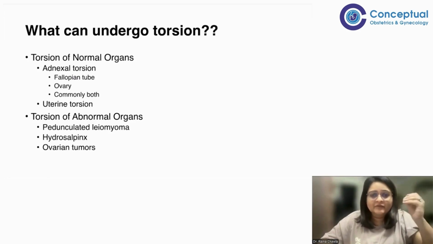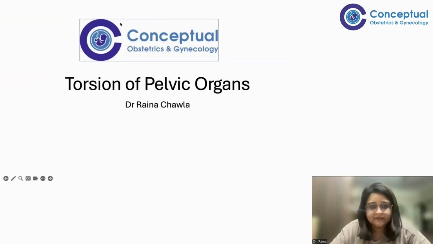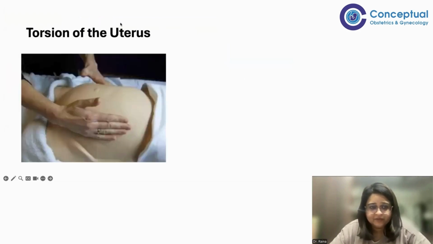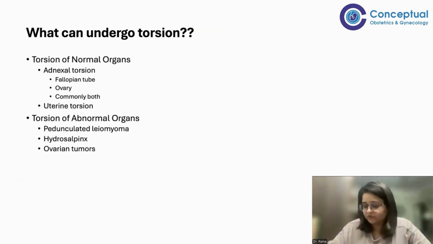Now, when I say pelvic organ torsion, what are the organs that can undergo torsion? So we can have torsion of normal organs, okay? As I said, the references for this are varied, and there's no proper place where this is given. So I've compiled everything from different sources and tried to help you out.